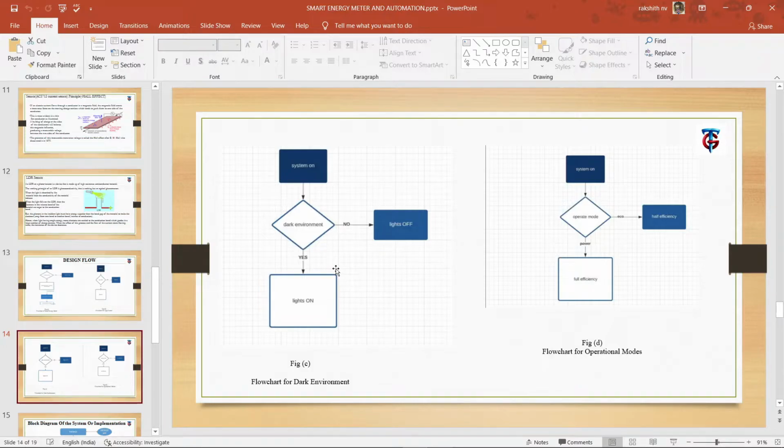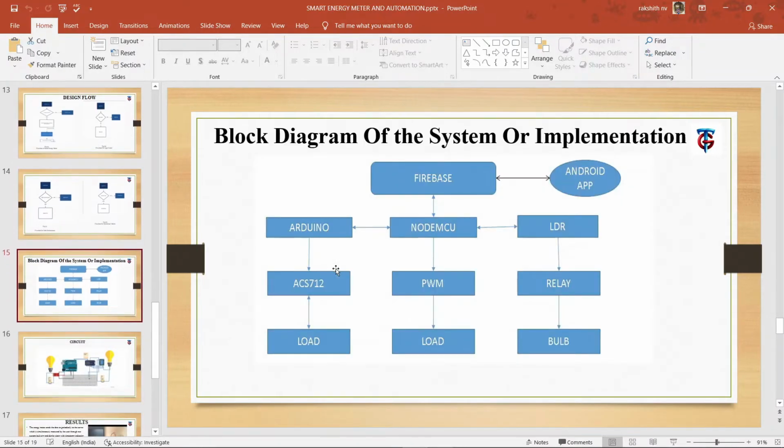And there's one more thing, the operation mode. This is just in the development part. So what we thought was, suppose you want to run any light or any load at half efficiency, using the PWM technique we can control that. Suppose you don't want that much light intensity or darkness, you can just control that also via the app. That is the operational mode flowchart.